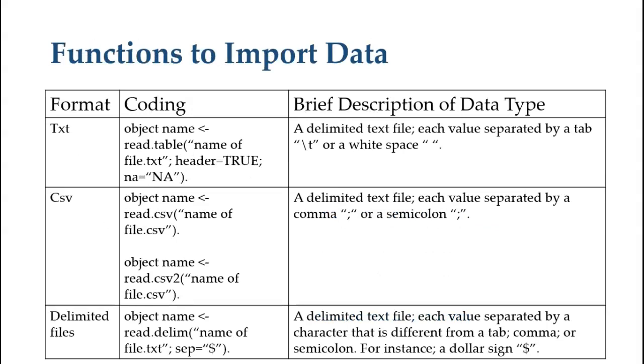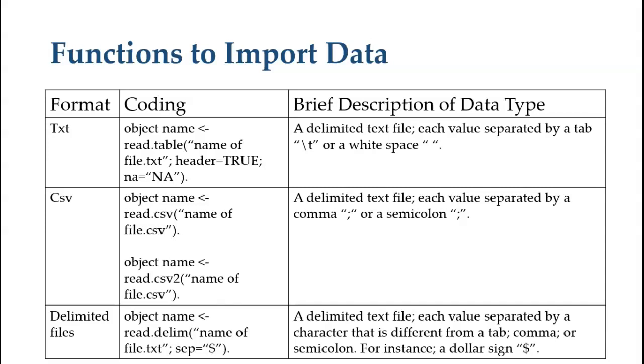And when you have a tab delimiter or white space delimiter, the structure or the format of that data is called text, txt. Okay? How do you import a dataset with the structure txt? You have the coding here. Okay? The CSV is the comma separated kind of file.